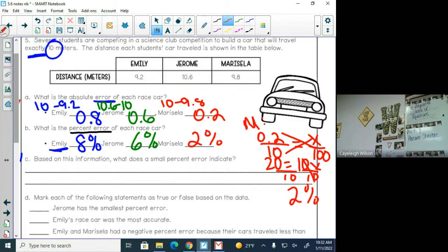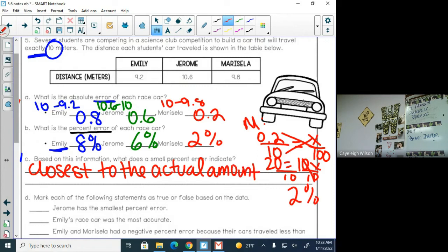Part C, based on this information, what does a small percent error indicate? If your error is very small, that means you're what, Luke? They got closer to the goal. Yes, they got closer to the actual amount. So we'll put on here closest to the actual amount. Or the actual goal, or the actual money, or whatever you want to call it. That's closest to the actual.